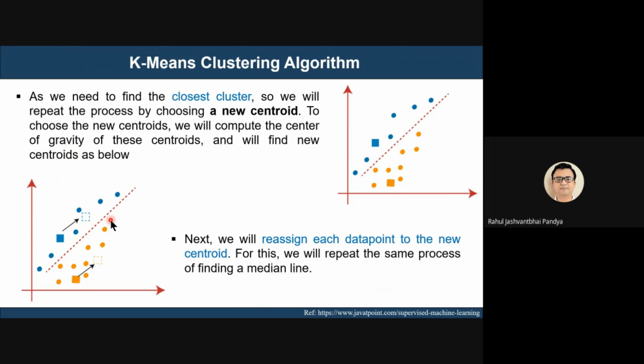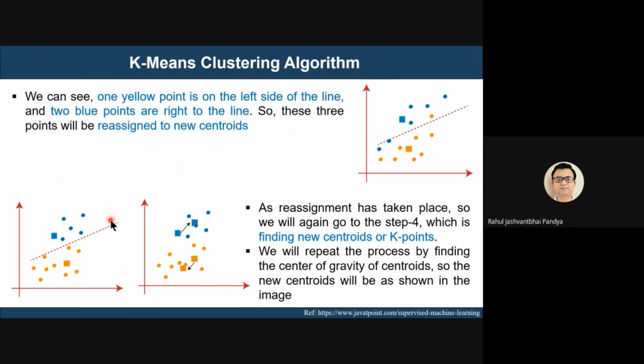Right. For this, we will repeat the same process of finding the median line again and again, and then we'll keep reassigning them. Now we can see one yellow point is on the left hand side. After reassignment, you can see one yellow point is at the left hand side, and the two blue points are at the right hand side of the line.